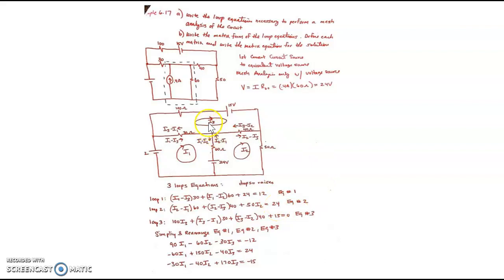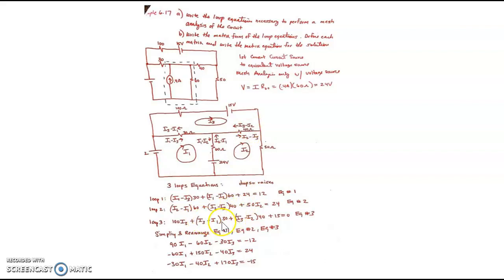Now I'm going to do my third loop right here. Let's see, they started at this point. So I go this way, it is 10 times I3. Then I keep going. It's going to be positive 15, which I have right here. I keep going. Now I'm going this way. It's going to be 40. I3 goes that way, I2 goes that way. So it's going to be I3 minus I2.